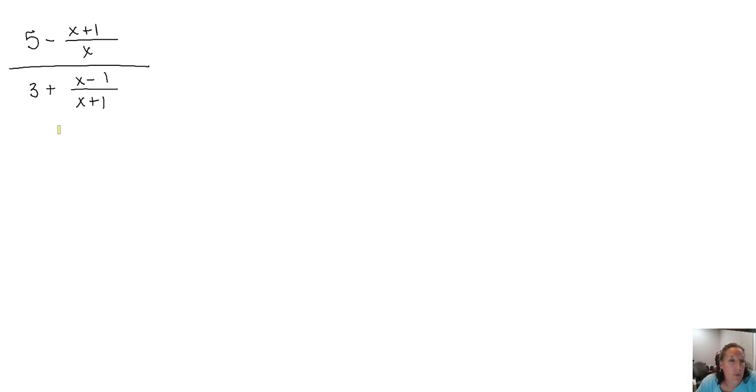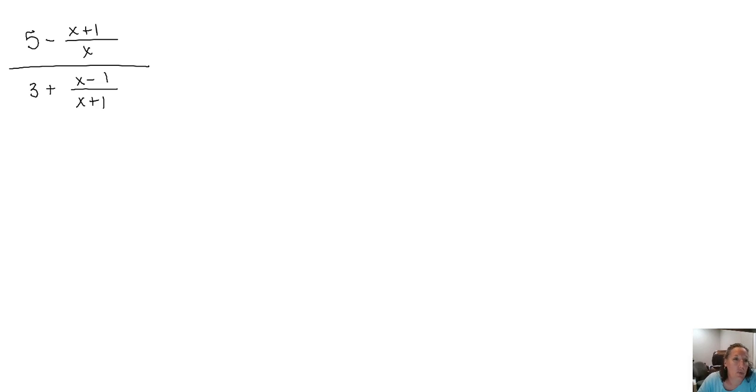Alright, so this first one we have is a complex fraction, and the reason we call this a complex fraction is because we have fractions within our fractions. So in the numerator, we have 5 minus the fraction x plus 1 over x. And in the denominator, we have 3 plus the fraction x minus 1 over x plus 1.